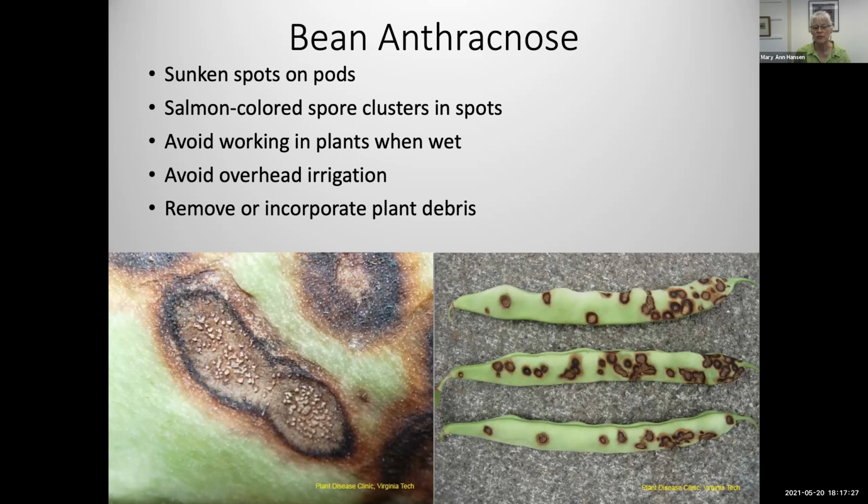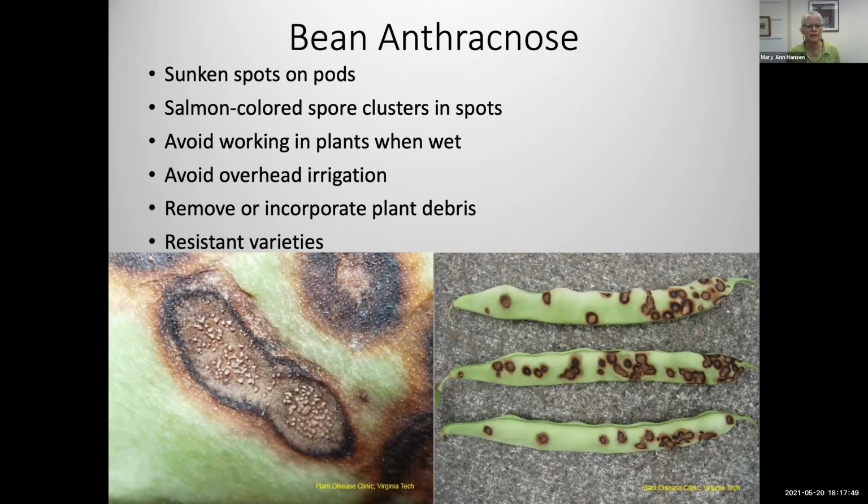Because a lot of pathogens, such as the Bean Anthracnose fungus, can survive on the plant debris. So that's another control measure that works well, especially for pathogens that survive on the debris or survive in the soil, on the surface of the soil. And then we do have resistant varieties for Bean Anthracnose.